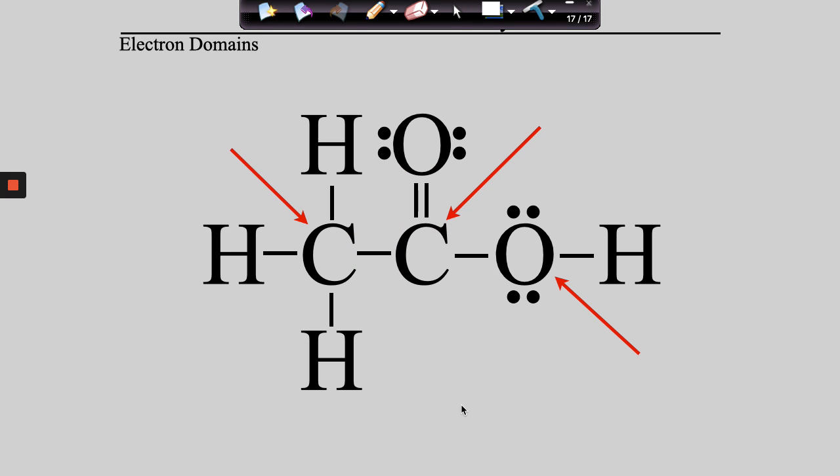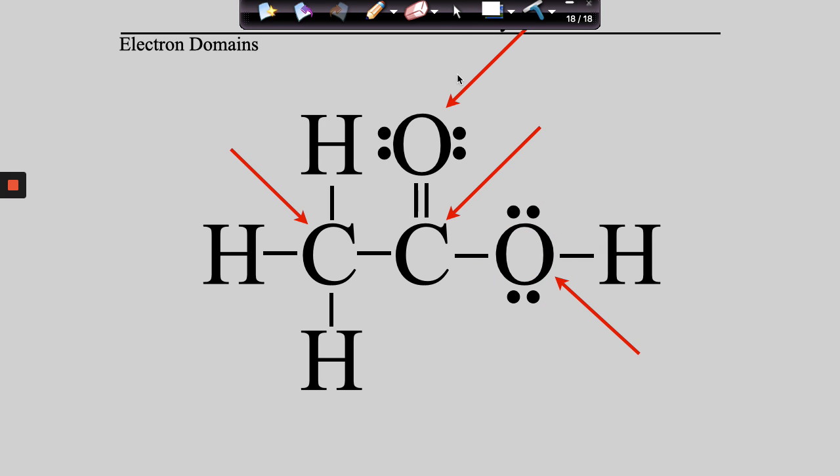Let's take a look at this oxygen. Again, the same question. How many domains surround this oxygen? Well, we've established that single bonds count as one domain, so there's 2. But now what about these unshared electrons? Well, this is a domain, a place we find electrons, and this is a domain, again, a place we find electrons. That gives us 4 electron domains. All right, let's do one more.